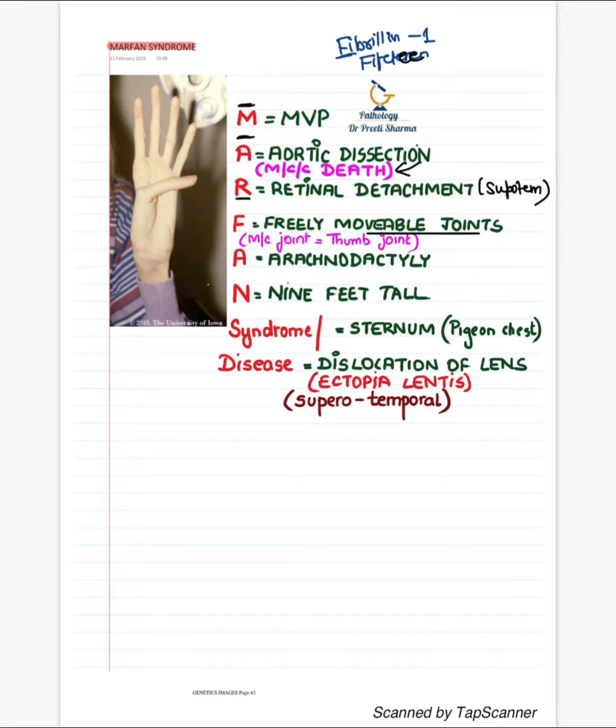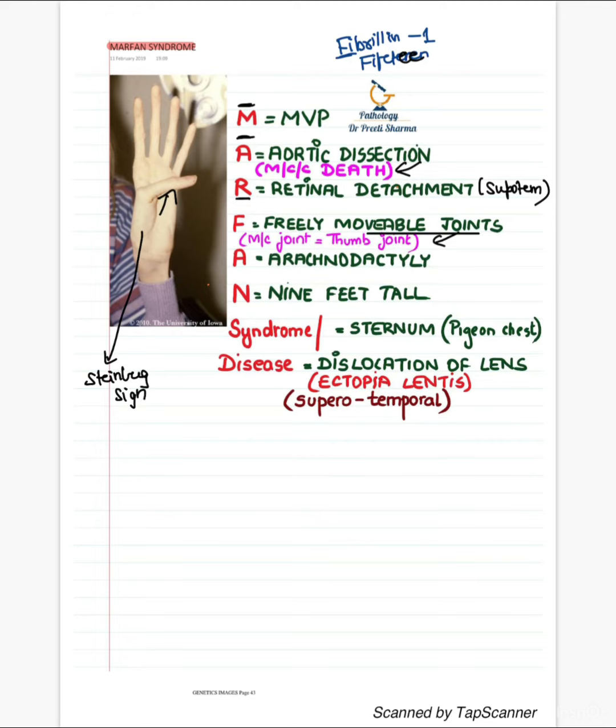F for freely movable joint, that is hypermobile joint. Okay, and this thumb, do you see, normally try to put your thumb, guys. Okay, it won't cross, guys. Okay, try now. But here it is crossing, so this is known as your Steinberg sign.